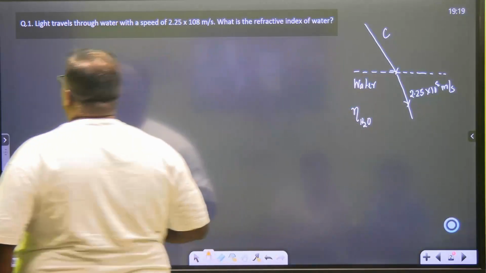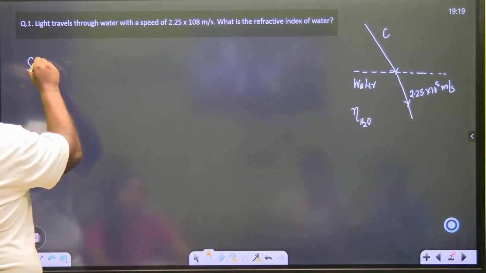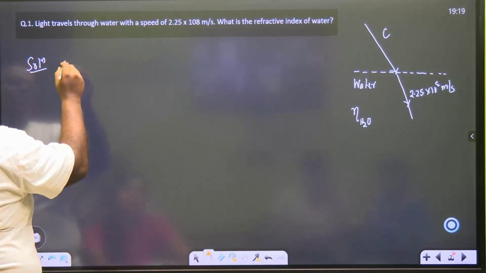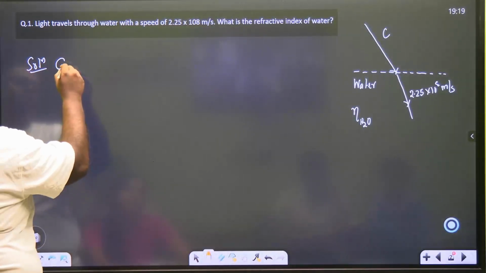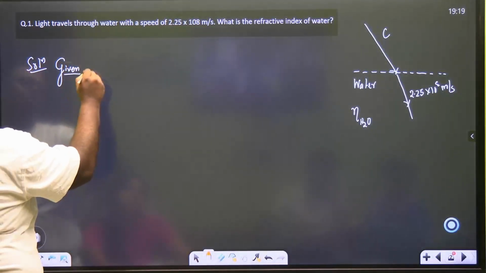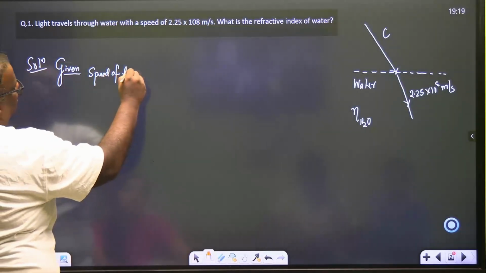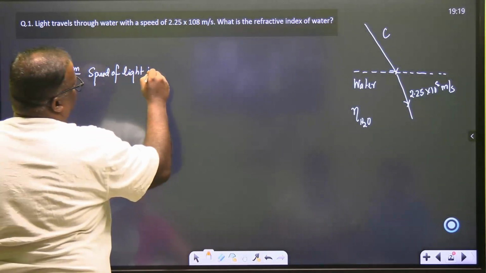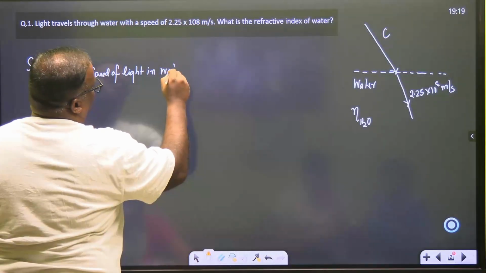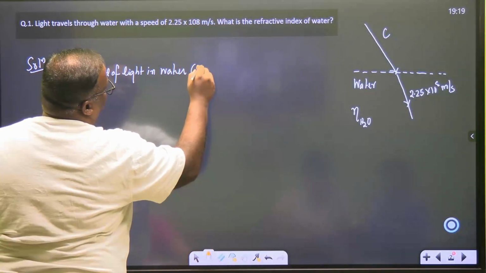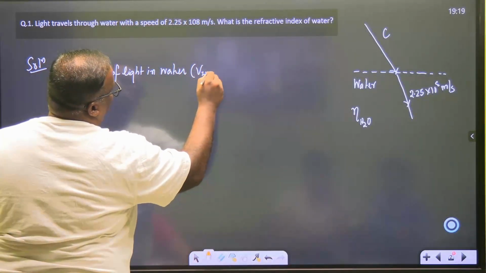That means if I try to work out this solution, what is my given data? My given data is speed of light in water. How much is the speed, children? I call it V H2O.